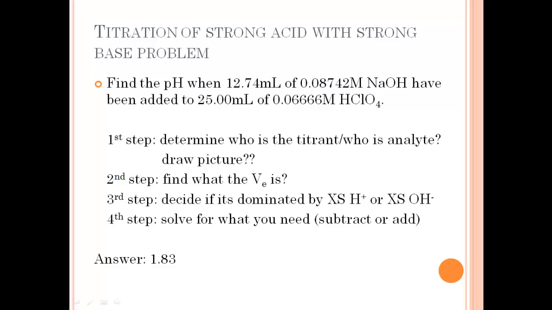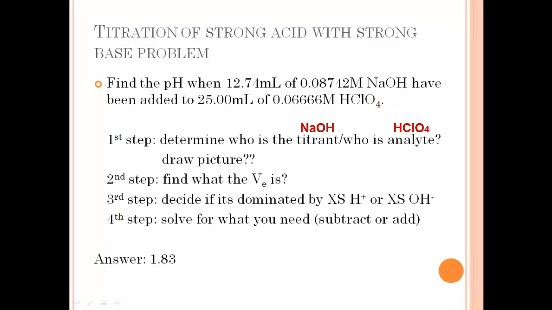Let's try to do a problem to see if we understand what's going on. It says find the pH when 12.74 milliliters of 0.08742 molar sodium hydroxide have been added to 25 mL of 0.06666 molar perchloric acid. First step is to determine who's the titrant and who's the analyte. The analyte is the acid. It tells you right there, added to 25 mL of 0.06666 perchloric acid. So the titrant is, of course, the base.